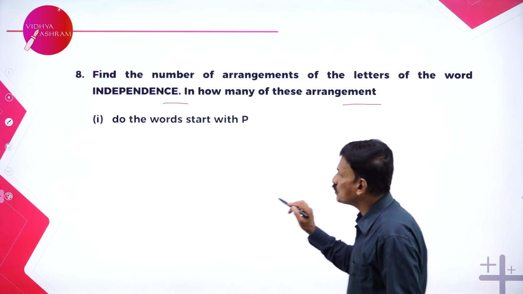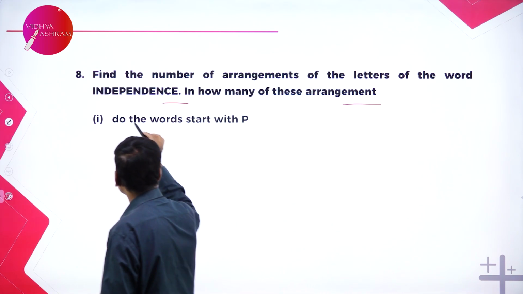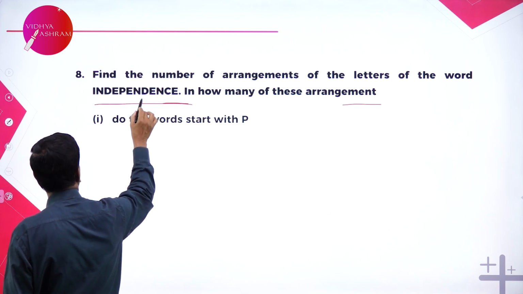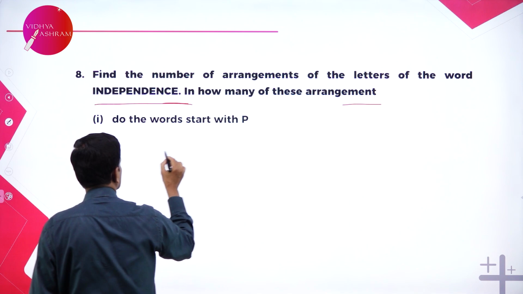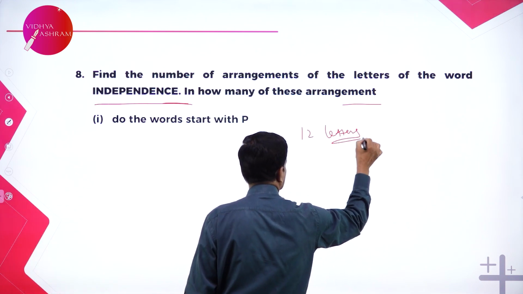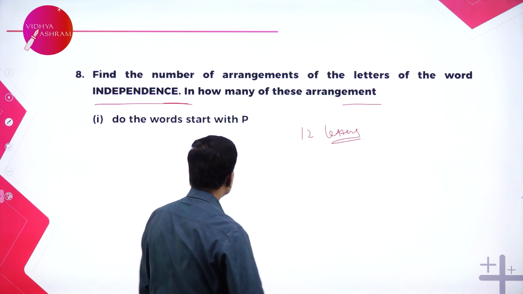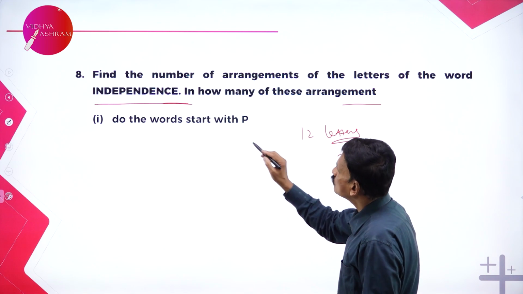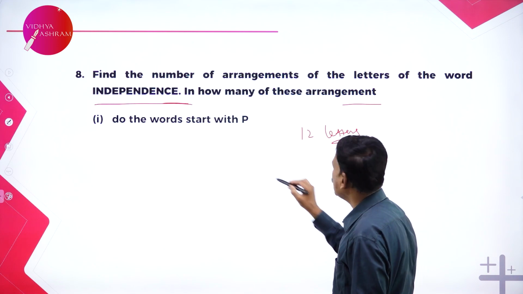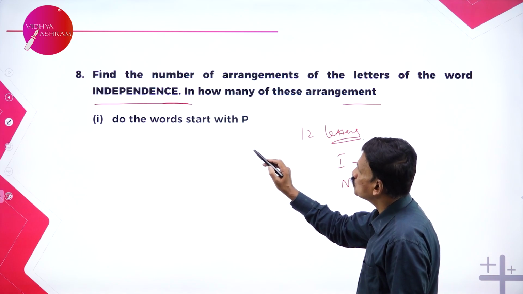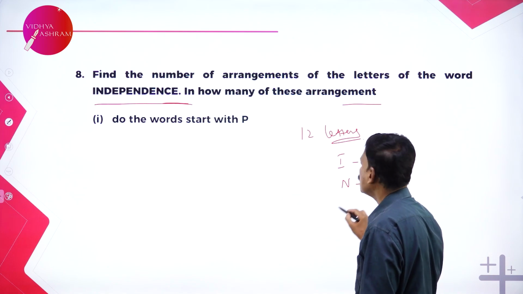Now just find out how many letters are there. So in the word independence there are 1, 2, 3, 4, 5, 6, 7, 8, 9, 10, 11, 12 letters. So there are 12 letters in the word, right? Out of which find out how many I. So how many I's are there? 1 I. Then N, how many N? So N contains 1, 2, 3 N's are there.